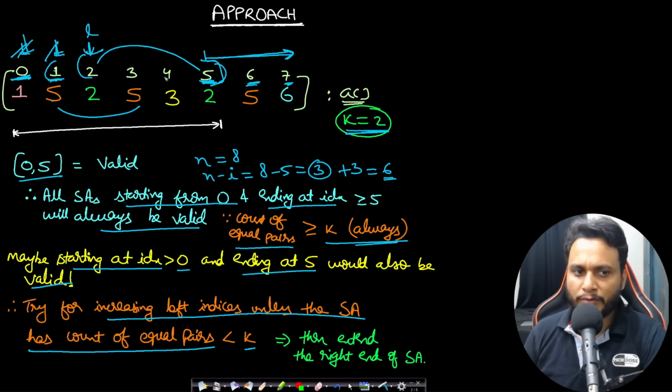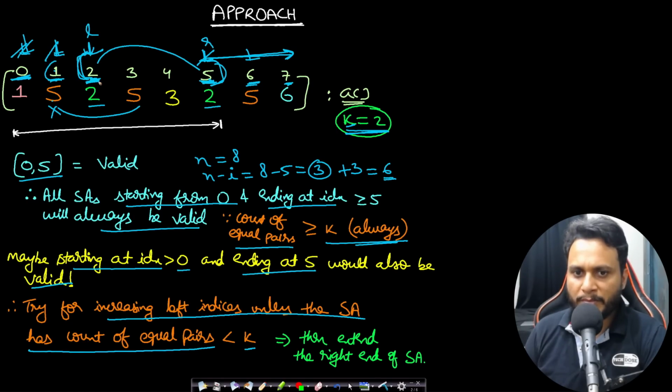Is this valid? No, this is not valid because there are no k number of equal pairs. There is only one equal pair, 2 comma 2. This left side 5 is lost. So if you have to track this subarray, then you can take left and right pointer. That is obvious, right? And once you actually come to a conclusion that starting from 2 and ending at 5 there is nothing valid, then we will be moving this right pointer to the right hand side to make a valid subarray starting at 2.